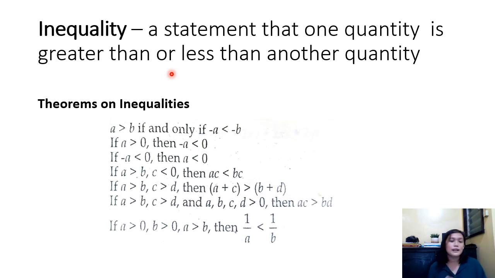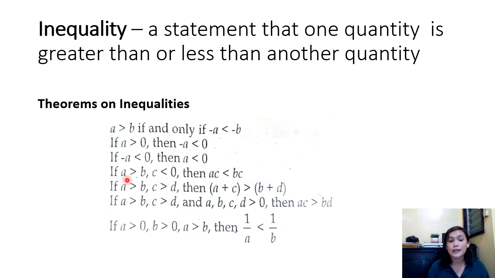So much for equality. Let's move on to inequality. When you say inequality, it means they are not equal. It's a statement that one quantity is greater than or less than the other. So there are theorems in inequalities. First, A is greater than B if and only if negative A is less than negative B. So if A is greater than 0, then negative A is less than 0. And if negative A is less than 0, then A is greater than 0.